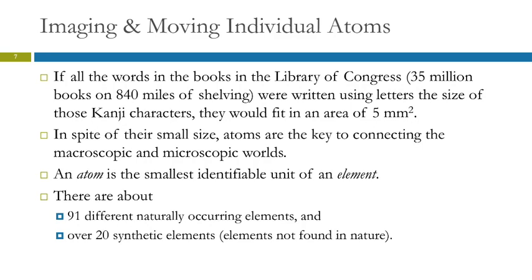To help us get an idea of how tiny that is, we're going to think about the Library of Congress. So the Library of Congress in Washington, D.C., they've got all the books, right? They have 35 million books. And if you put them on shelves, it takes 840 miles of shelving. So that's a lot of books. If you took all the words in all of those books and wrote them using letters the size of the kanji characters on the previous slide, they would fit in an area of 5 millimeters square. Teeny tiny.